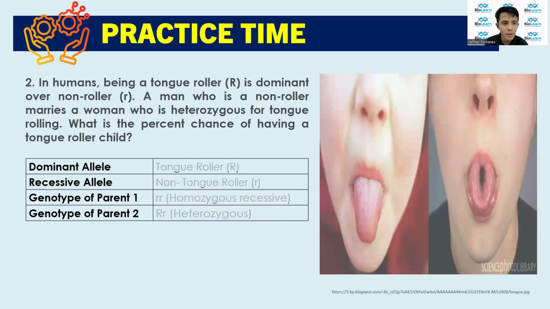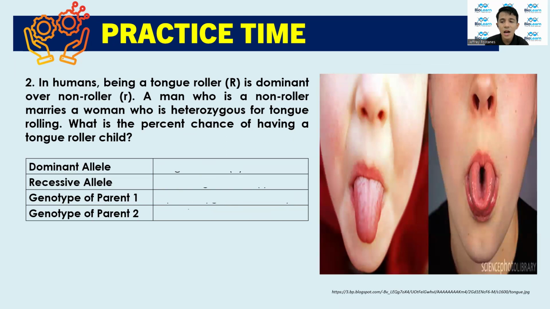Number 2, in humans, being a tongue roller is dominant over non-roller. A man who is a non-roller marries a woman who is heterozygous for tongue rolling. What is the percent chance of having a tongue roller child? Again, what is the dominant allele? That's the tongue roller or capital R. Recessive allele, non-tongue roller or small r.